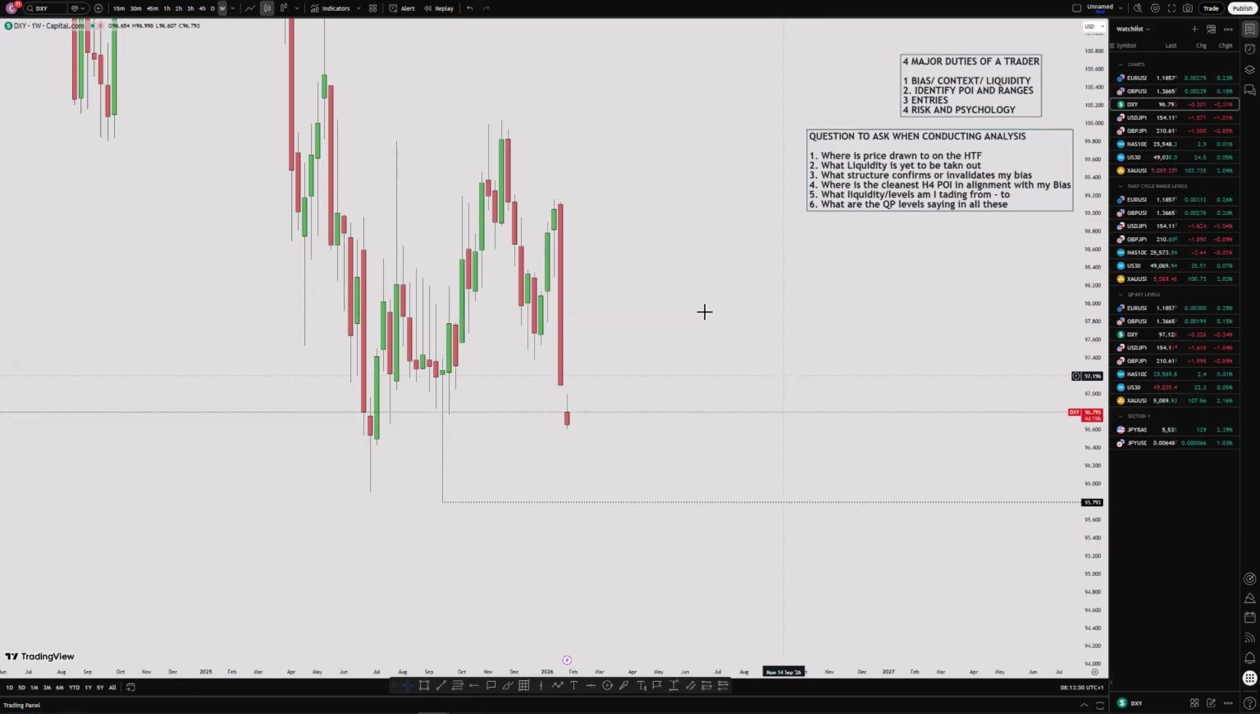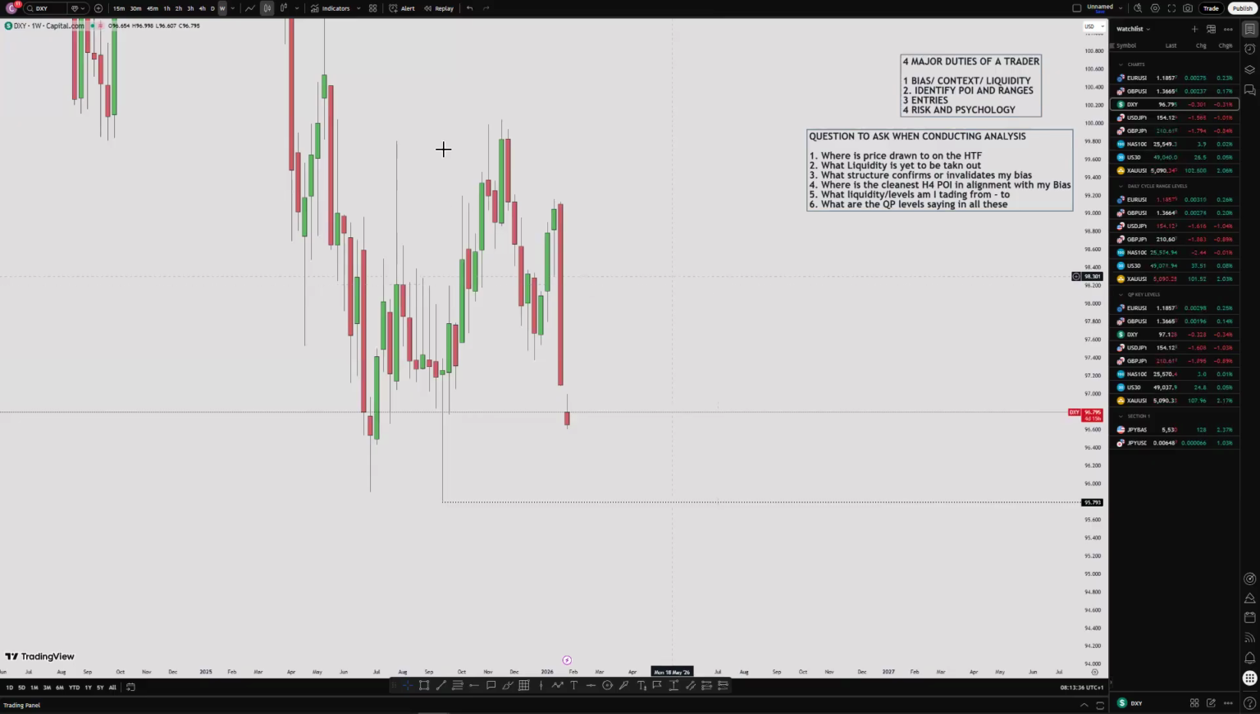Now, the only thing that will make you change your bias is when you begin to answer question number 3: what structure confirms or invalidates my bias? Such that if I am looking to buy or looking to sell this week, I want to stay locked in, looking for only sales opportunities or only buying opportunities. If anything makes price break or close above this particular level, it invalidates my bias. That means I will no longer be interested in looking for sales, I will now be interested in looking for buys. Or I will no longer be interested in looking for buys, I will now be interested in looking for sales. These are the major, simple questions you want to ask yourself.